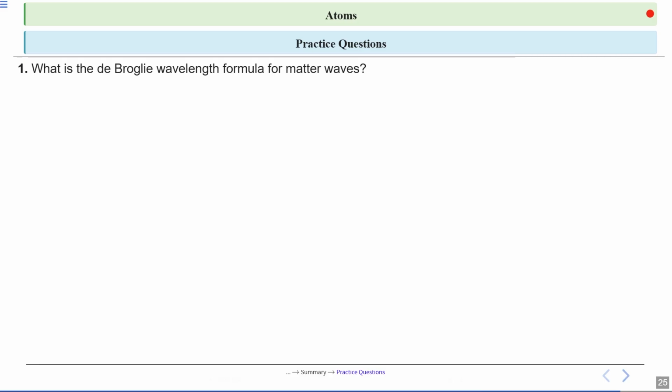Now let's see some practice questions based on today's topic. Let's start by looking at the de Broglie wavelength formula for matter waves. This formula tells us how particles like electrons can behave like waves.